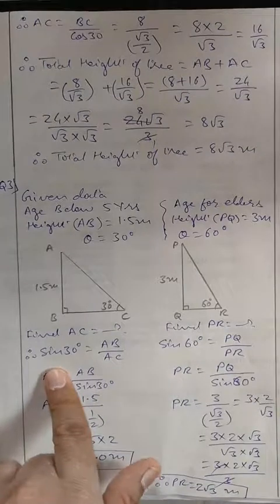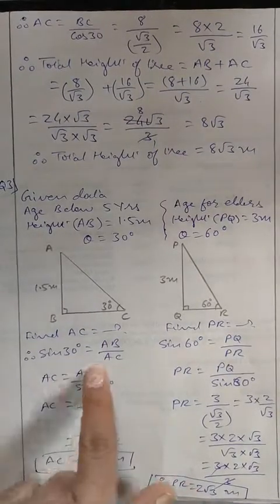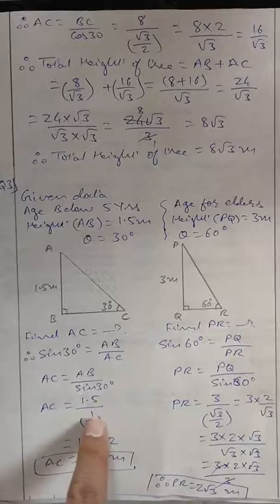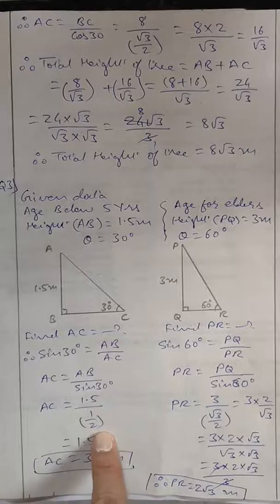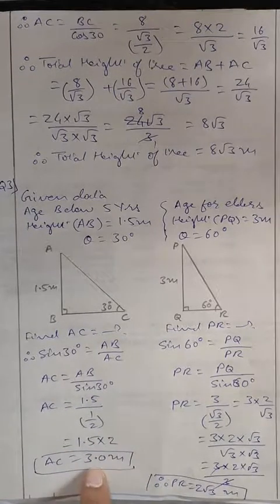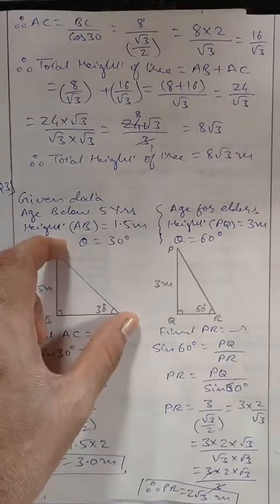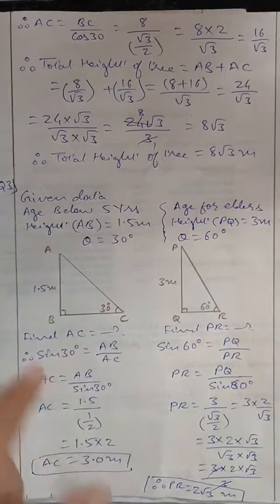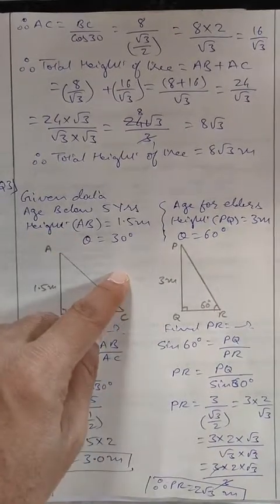So we are going to use sin 30. Sin 30 is AB upon AC. So AC becomes AB upon sin 30. And what is sin 30? 1 by 2. So we say AC is equal to 1.5 upon 1 by 2. 2 goes in the numerator. 1.5 into 2, it becomes 3.0. That is AC. The length of the slide is 3 meters. I am saying length of the slide. Slide means the hypotenuse we are talking about here.